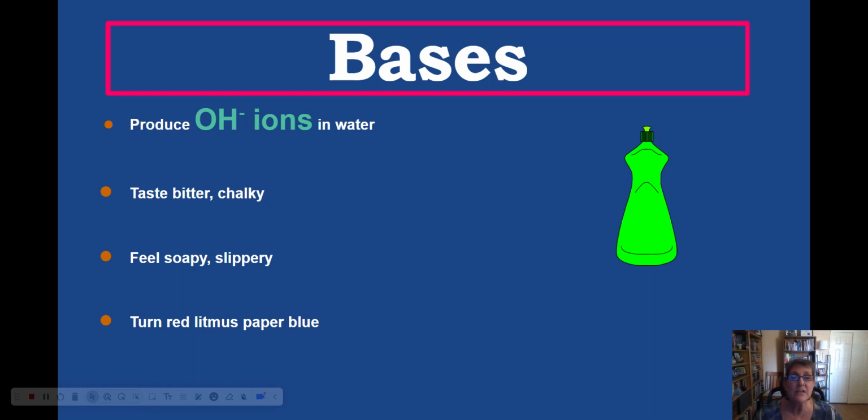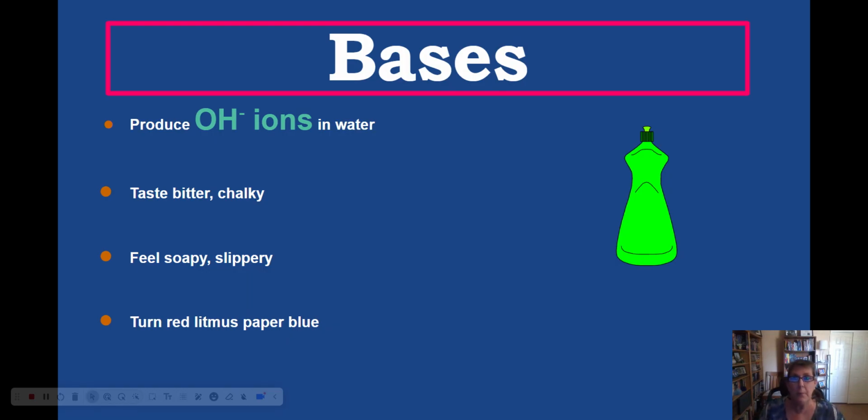Bases. Bases produce OH minus ions in water. That's one of our polyatomic ions from our periodic table in the corner here. OH minus ions are named hydroxide ions. So one type of base can contain hydroxide ions, and when you put them in water, the OH comes off. So they make OH minus ions that float around in the water.